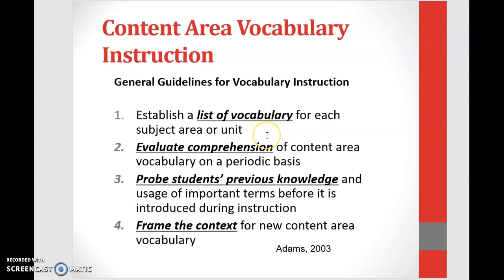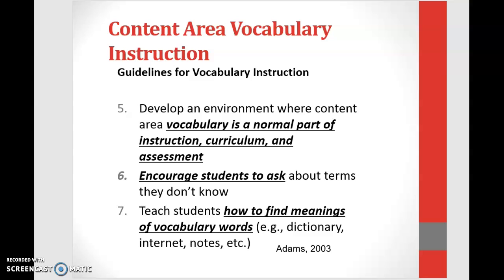Establish a list of vocabulary for each chapter, subject, unit, however you want to divide it up. Evaluate comprehension, probe students' previous knowledge. We've talked about that, right? And frame the context for new content area vocabulary. We've talked about that a little bit as well. You want to also develop an environment where content area vocabulary is a normal part of instruction, curriculum, and assessment.